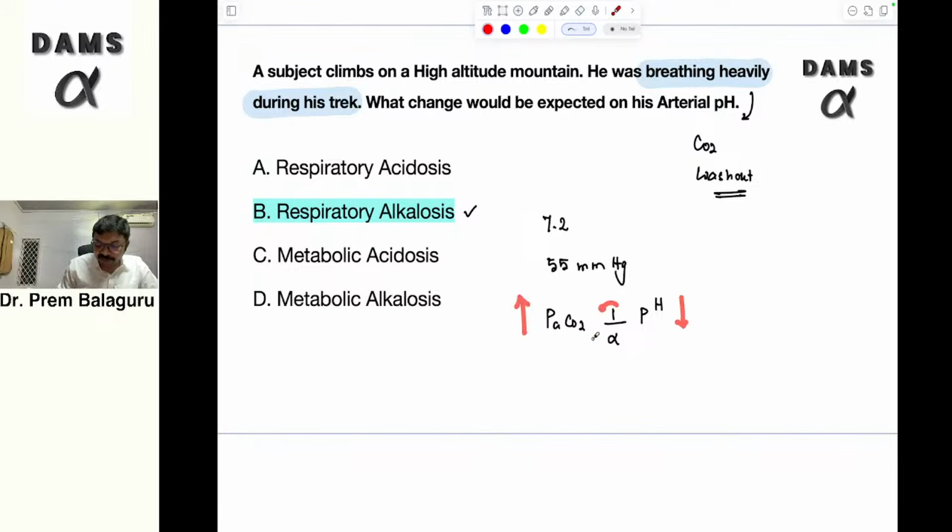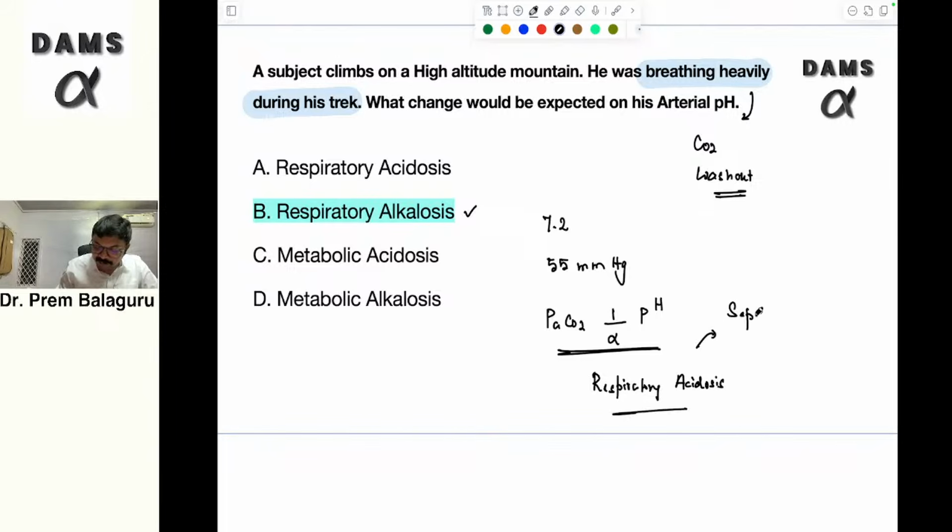If you find this inverse relationship, obviously, this is a clear-cut case of respiratory disorder. There is no doubt about it. Since you find the inverse relationship, clearly it is a case of respiratory acidosis. That's a separate question, doctors. Just please remember, this is a completely separate question. Why I am saying this is, if a subject is climbing up and hyperventilating.